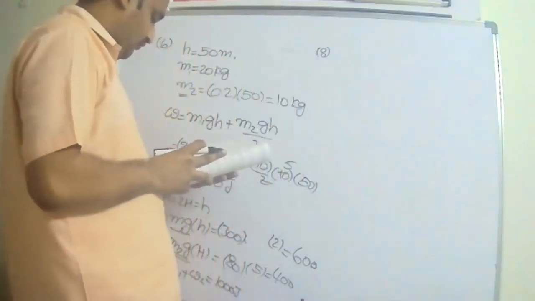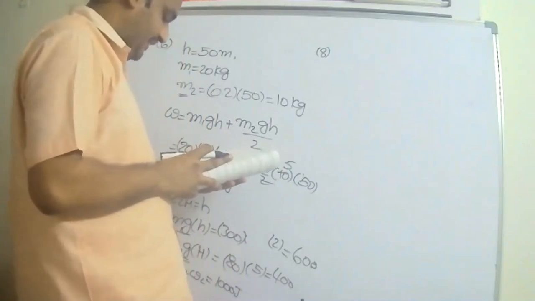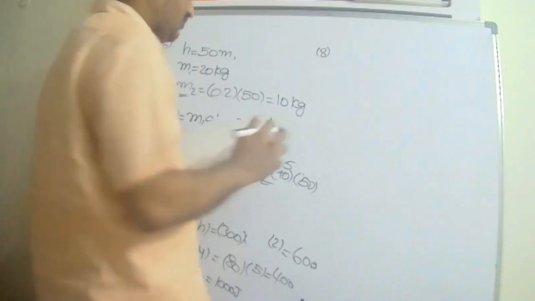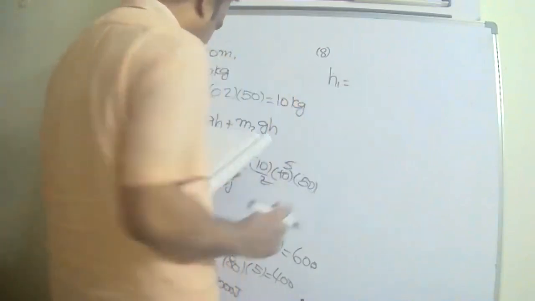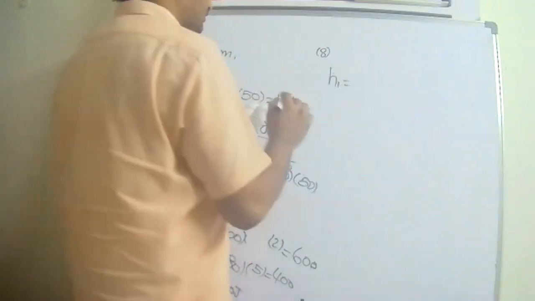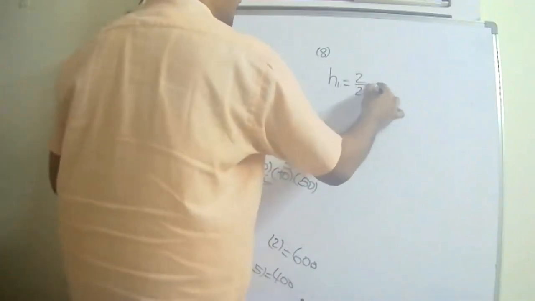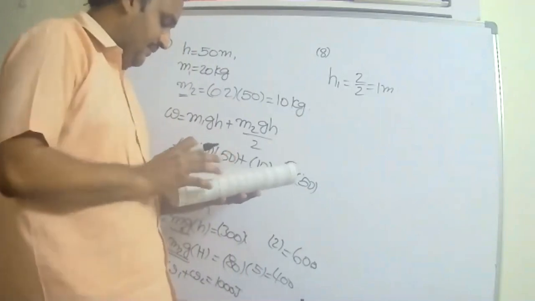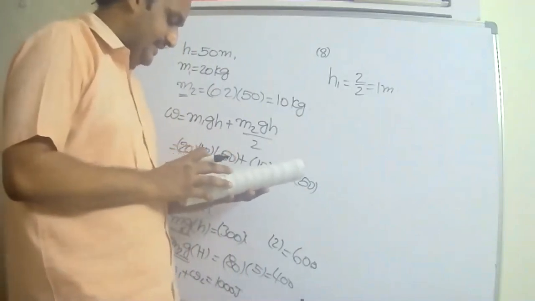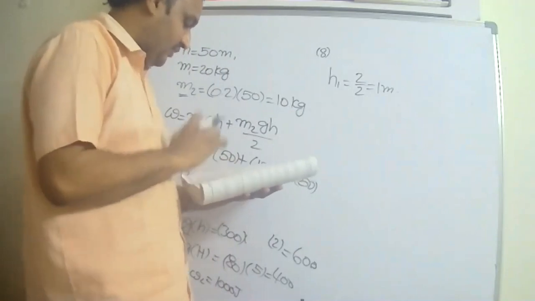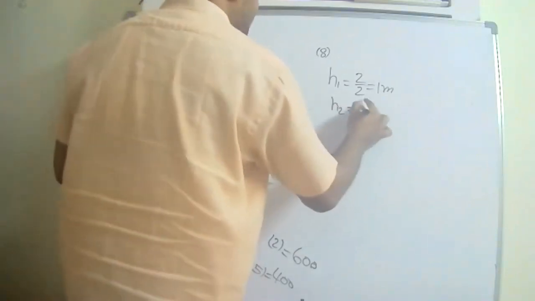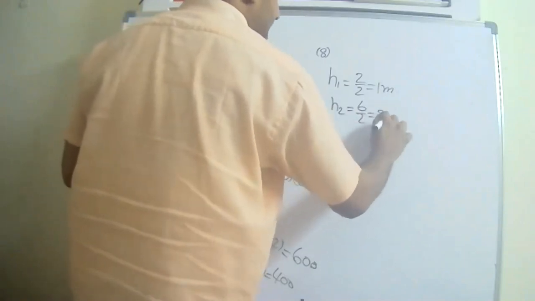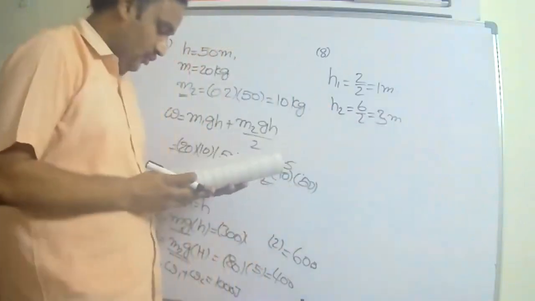A 6 meter into 4 meter into 2 meter block weighing 1500 kg is resting with its 6 and 4 meters pile on the ground. So where is H1? If 6 by 4 is on the ground, what is the height? 2 meters. So the center of mass is at 2 by 2, 1 meter height at first. The work done in making it stand with its 2 meters and 4 meters on the ground. If 2 meters by 4 meters is on the ground, H2 is 6 by 2, that is 3 meters. So change in height is 2 meters.